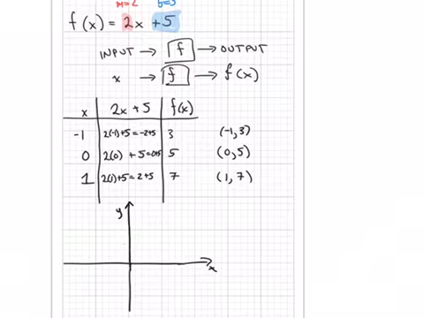And when we plot those 3 points, negative 1, 3, 0, 5, and 1, 7, they all line up in a nice clean line. That nice clean line has the y-intercept of 5, and it's got the slope of over 1 up to a slope of 2.